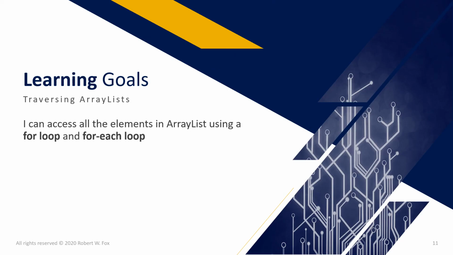At this point, you should now be able to access all the elements in an array list using a for loop and a for each loop.